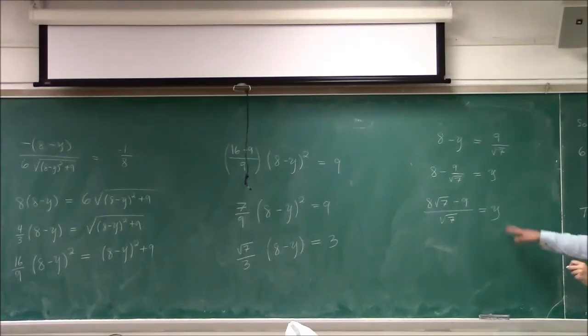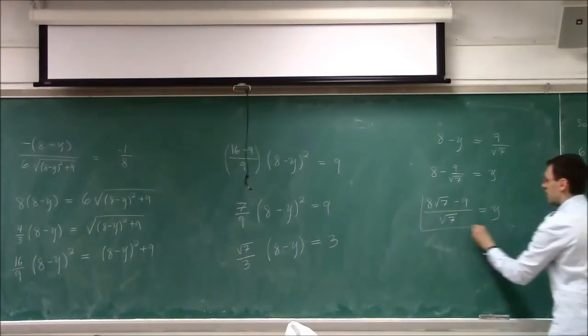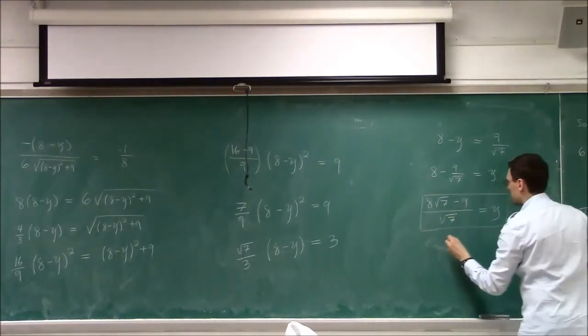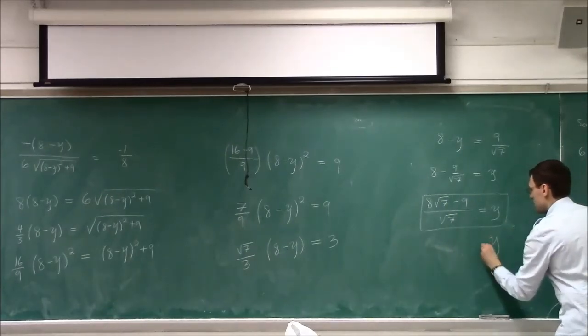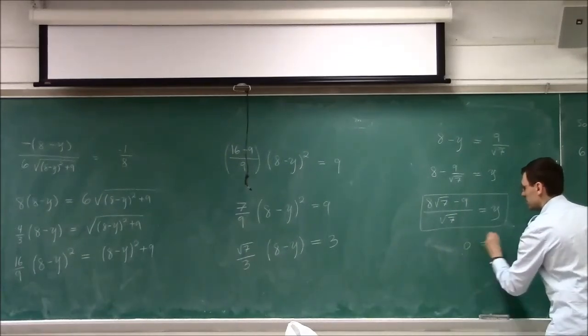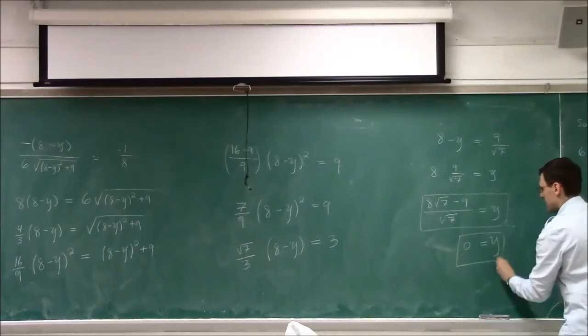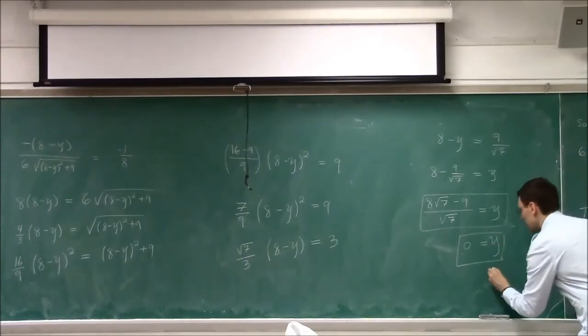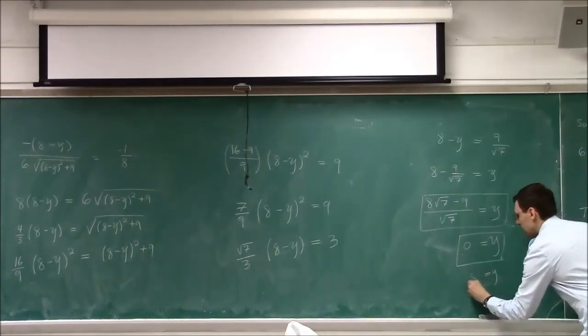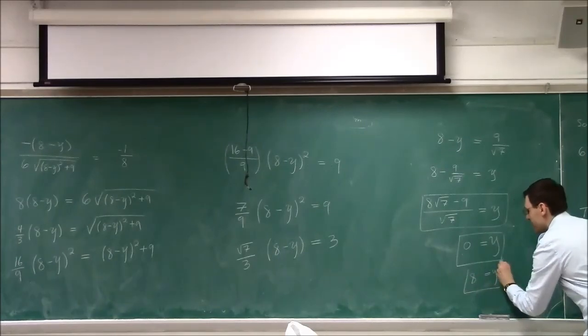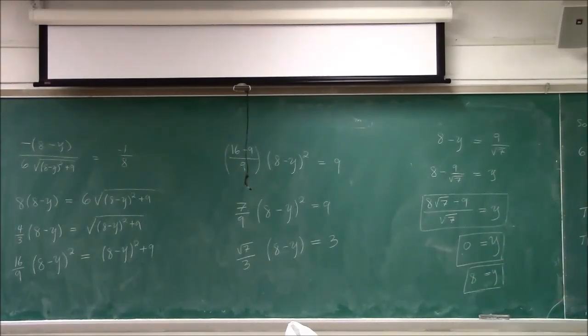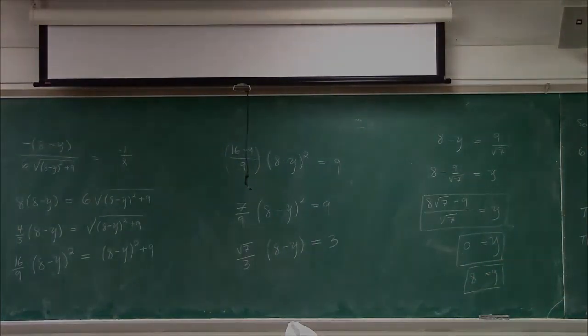So this is one possibility. The other possibility is y equal to 0, that you need to check. And the last possibility is y equals 8, that you need to check. One of them has to be the minimum. Okay? All right.